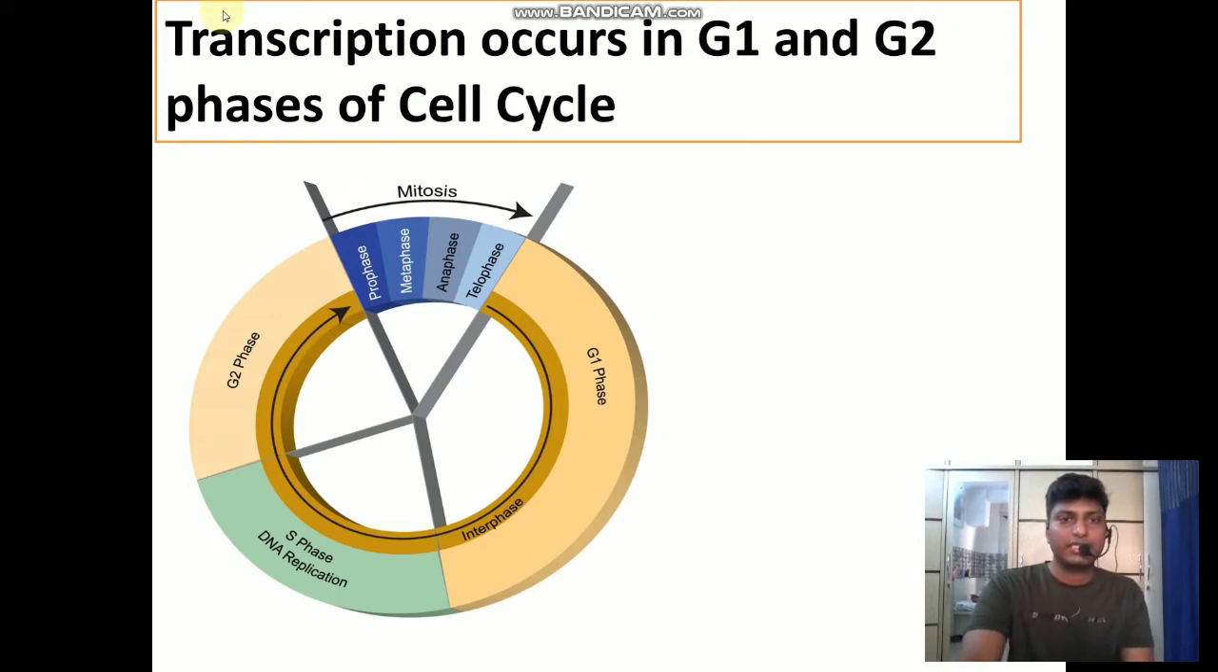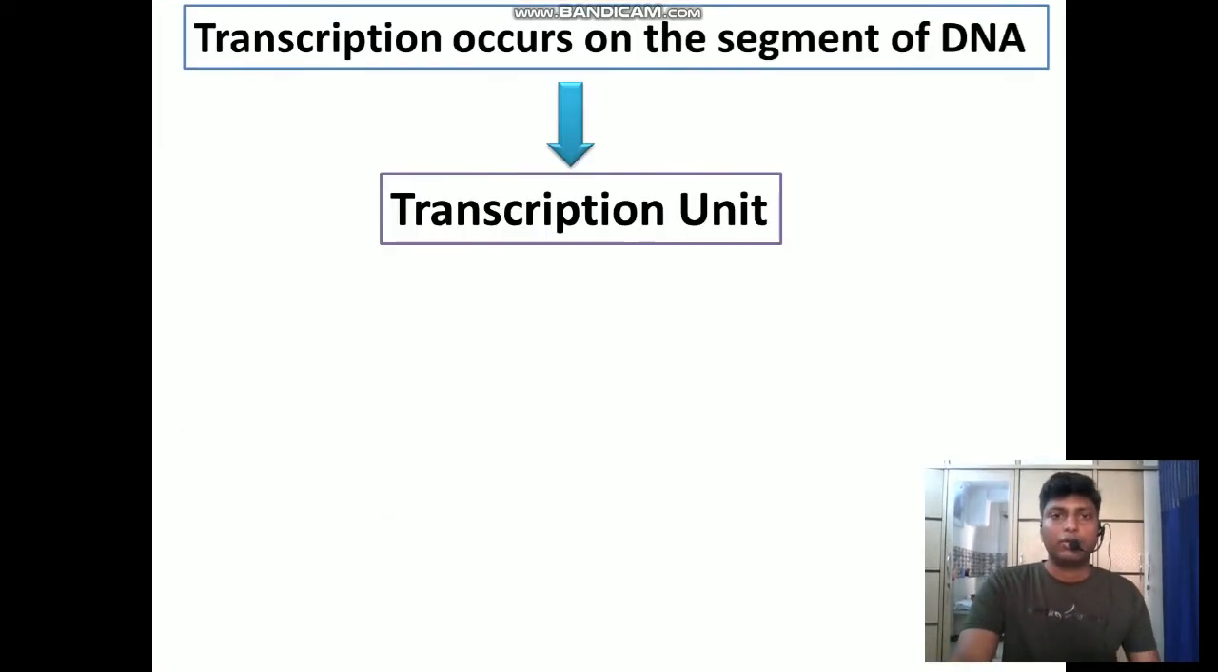As you can see in this diagram, this is indicating the G1 phase and this is the G2 phase, right? So it is in this particular phase that the transcription is actually taking place. Now, how does this occur, dear students? How does the exact transcription process occur? As we said, transcription is nothing but the process in which the information is getting transferred from DNA into the RNA. As it has been mentioned over here, it occurs on the segment of DNA.